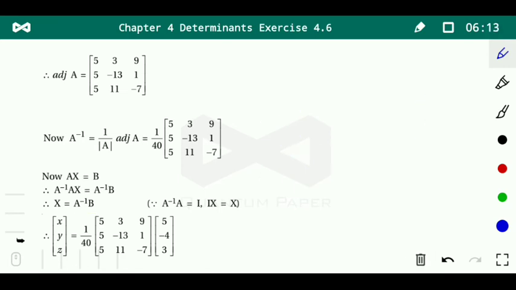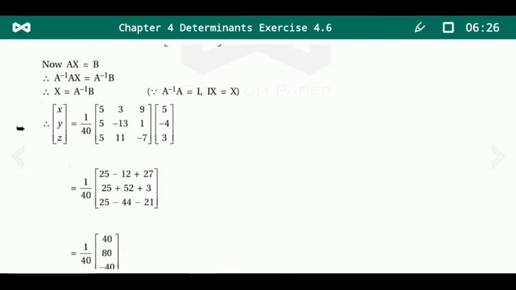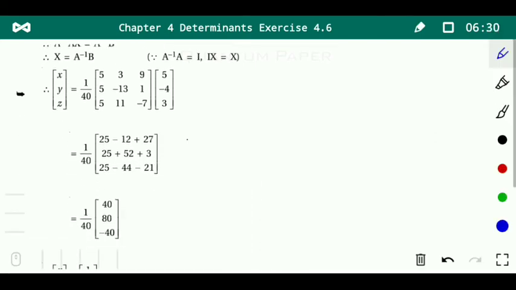Now simply we have to put the value of A inverse and put the value of B. The value of B is 5, minus 4, 3, and then simply we have to take the multiplication. So now see, 5 fives are 25, 3 fours are minus 12, and 9 threes are 27. Same thing we have to multiply second row, first column: 5 fives are 25, 13 fours are 52, and 3 ones are 3. And last third row, first column: 5 fives are 25, 11 fours are minus 44, and 7 threes are minus 21. So it will be 40, 80 and minus 40.